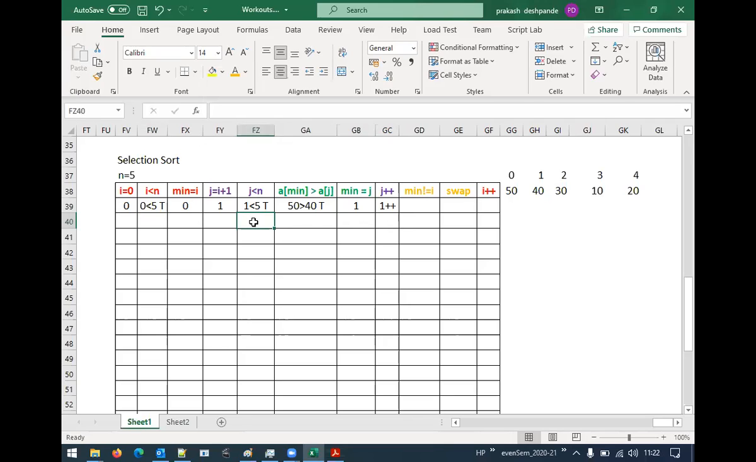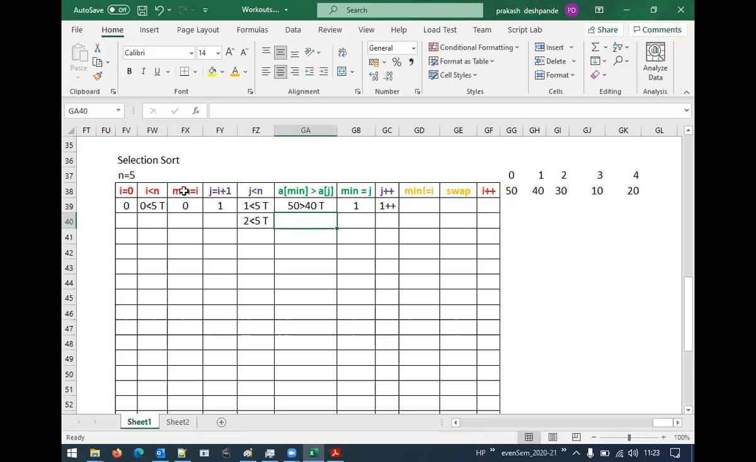Now I should go to the condition validation again. Now the j value becomes what? 2. 2 less than 5. Is it true or false? True, right? Now again check the condition. A of min. Now can anyone tell me what the min value is now? 1 or 0? 1.